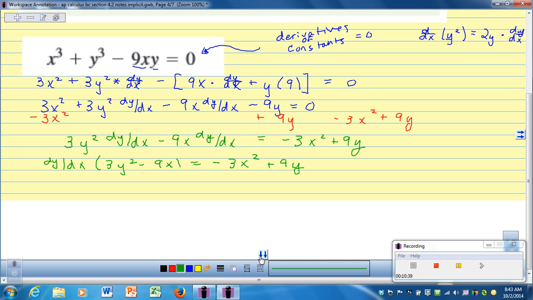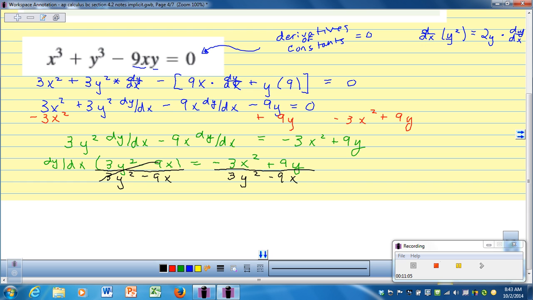Almost there. What's our final step in our process? Solve for dy/dx. So we will divide by this entire factor. And there is our derivative. dy/dx equals negative 3x squared plus 9y over 3y squared minus 9x.